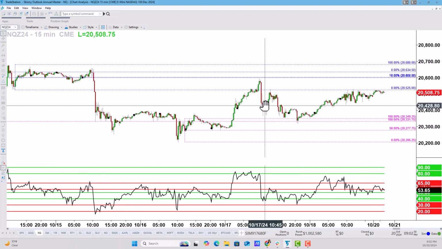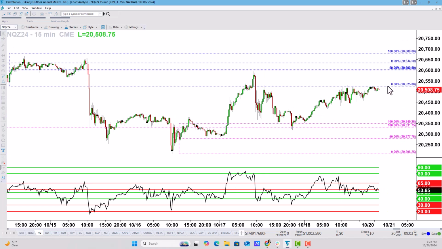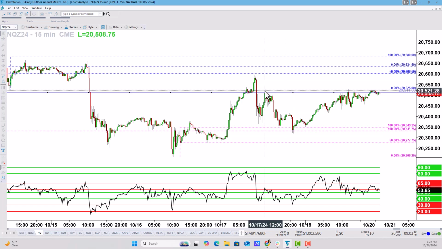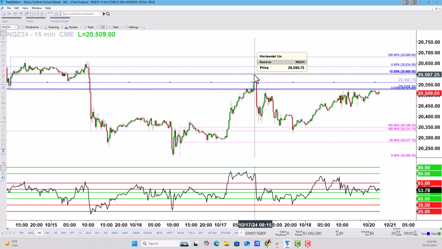Well, check it out. On the 15-minute chart, they're currently really respecting this resistance around 20,525. There is a level close to it that's an actual traded level, 20,528.75. So that would be the one to watch for short-term resistance. Then we have this recent peak here.